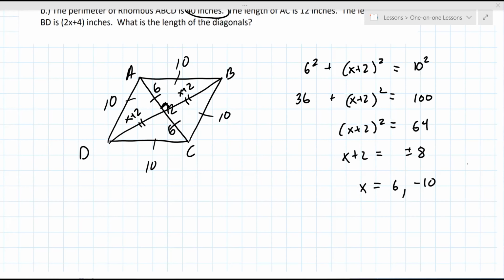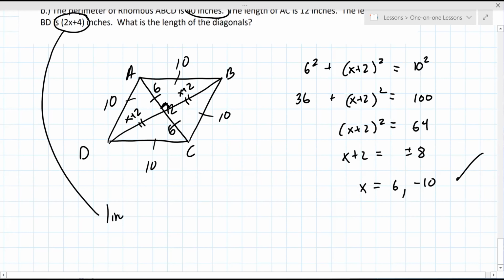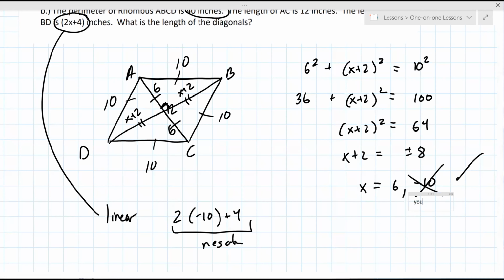Good. Excellent. Okay. Now, because the length of BD is linear, when you put in -10, 2 times -10 plus 4 ends up being negative. So that's why you can't have that. And you're a good math student, so I want you to understand it's not because that number is negative. It's because when you put that number back in, the length is negative. Yeah. It's like, because the problem before we had a negative number and it did work. Right.